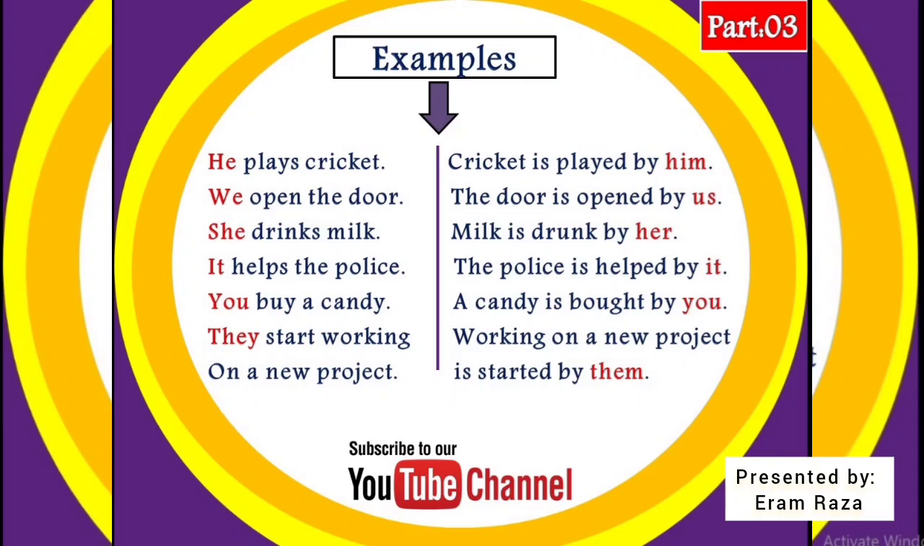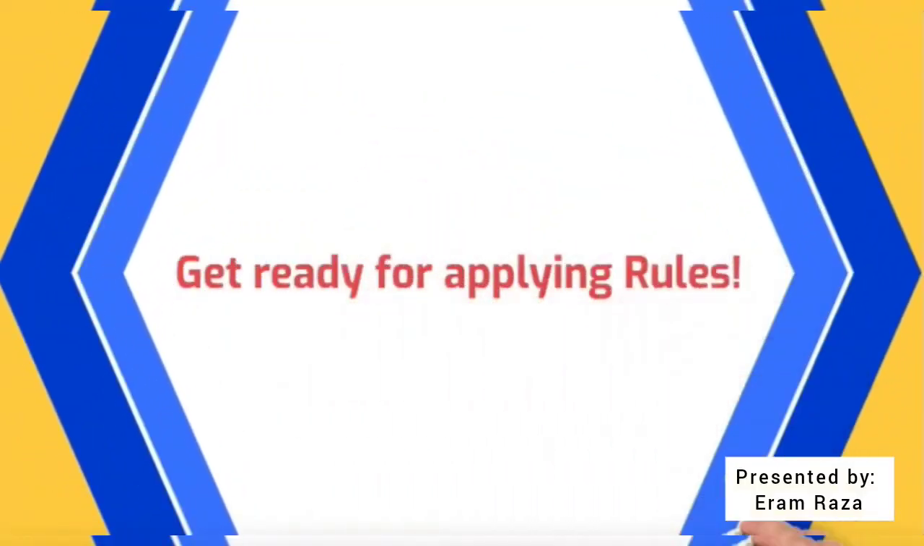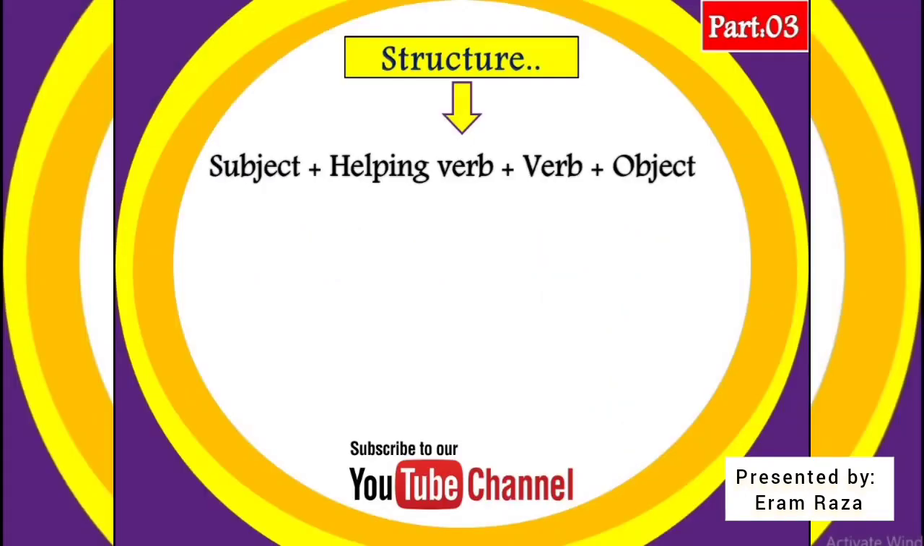Now it's time for the rules. How can we apply rules for a conversion of active sentences into passive? It's very important, like how can we identify subject, verb, helping verb, objects in all the tenses from the sentences which are given. So this is very important.